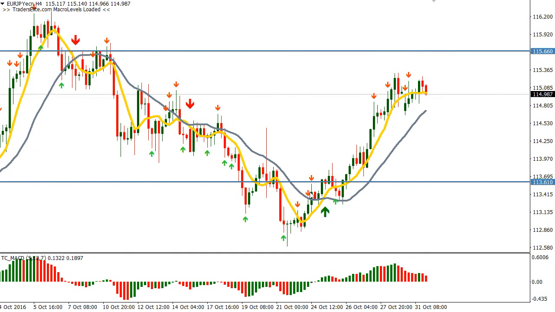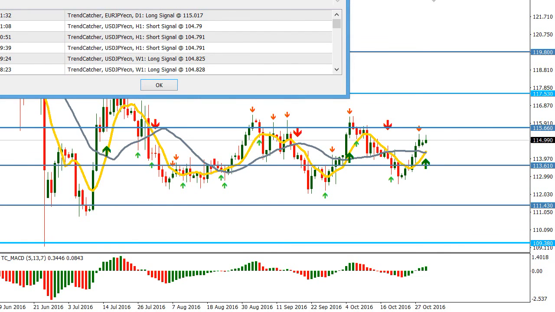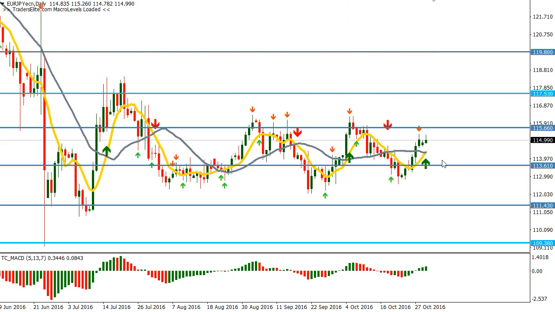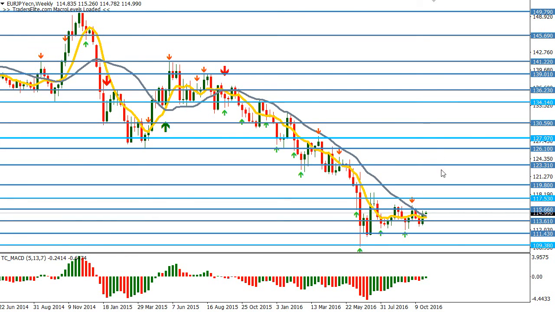Euro yen, we're long on the euro yen. That's been a great trade as well. And this is in the 4 hour. It's right in the midst still of the 4 hour upward move. On the daily, very interesting as well. We're seeing a new trend trade form on this daily. And on the weekly, we're seeing not quite as pronounced a crossover as has just occurred on the dollar yen, but it's coming in close.